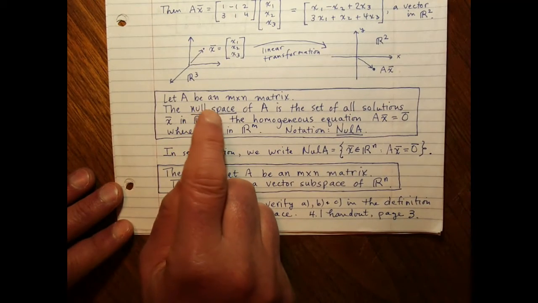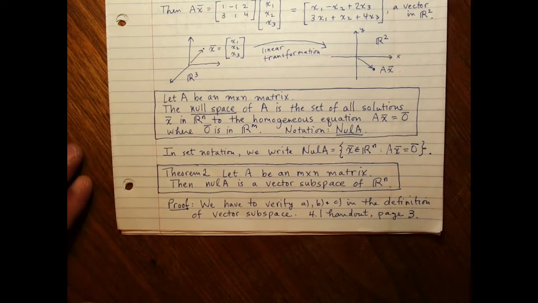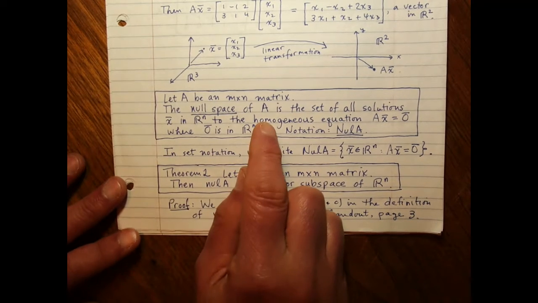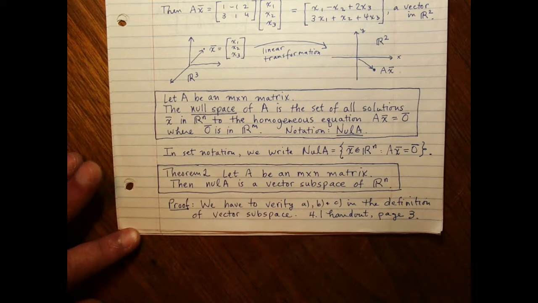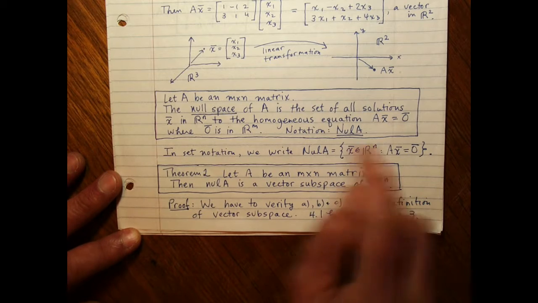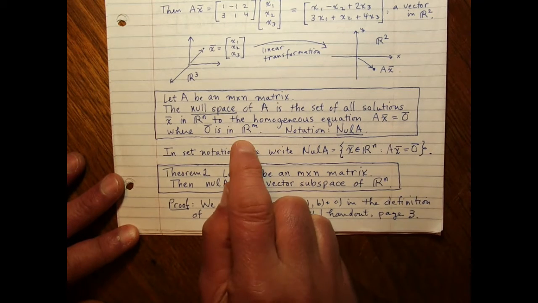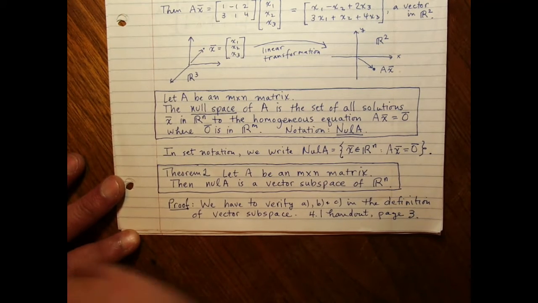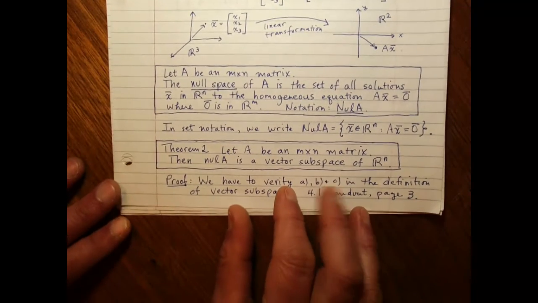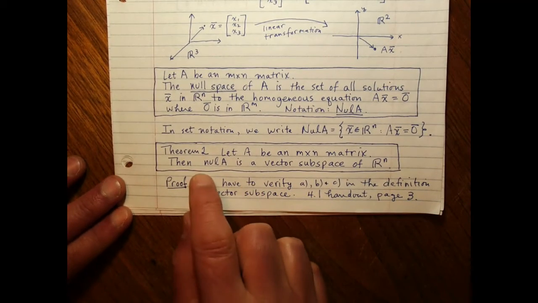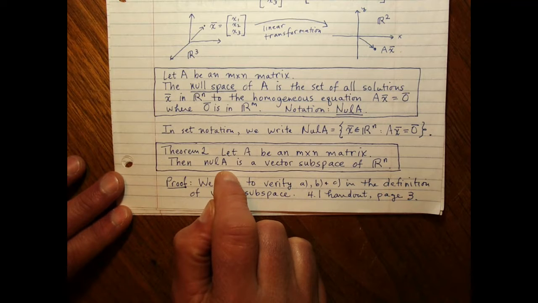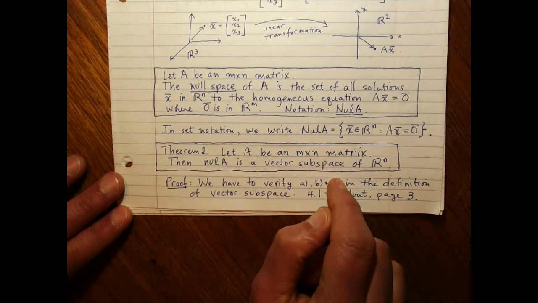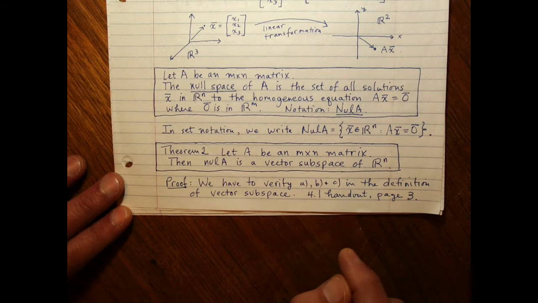Now, take any m by n matrix A. The null space of A is the set of all solutions x in Rn to the homogeneous equation Ax equals 0, where 0 is in Rm. We're going to denote that Nul A and call it null A. Theorem number 2 in this chapter: the null space of a matrix A is a vector subspace of Rn.